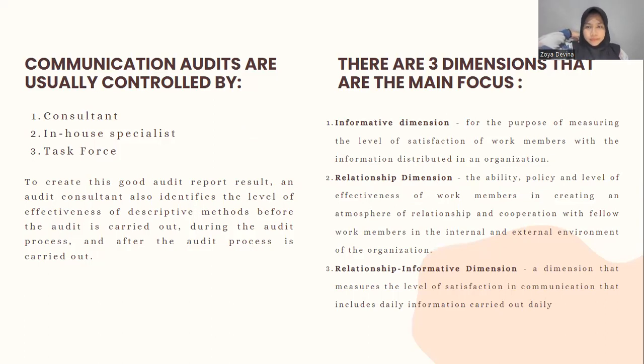First, informative dimension is for the purpose of measuring the level of satisfaction of work members with the information distributed in the organization. Second, relationship dimension, the ability, policy, and level of effectiveness of work members in creating an atmosphere of relationship and cooperation with fellow work members in the internal and external environment of the organization. And the last, relationship informative dimension is a dimension that measures the level of satisfaction in communication that includes daily information carried out daily.